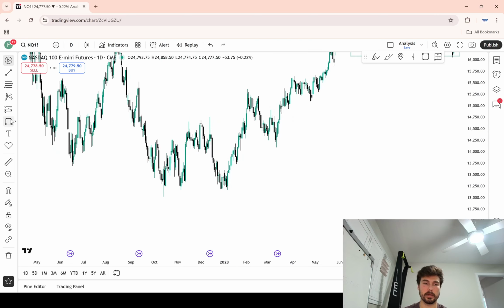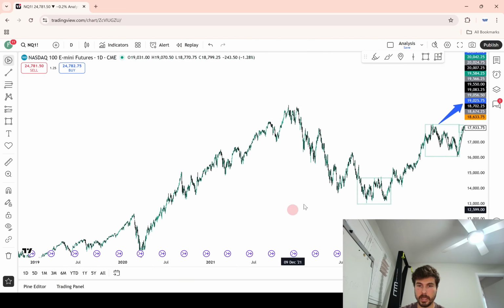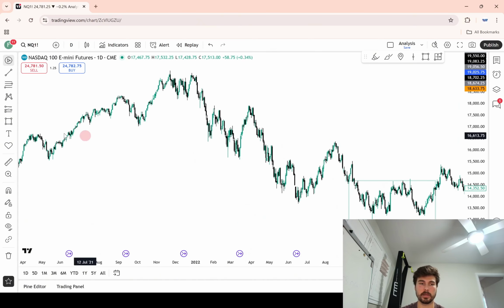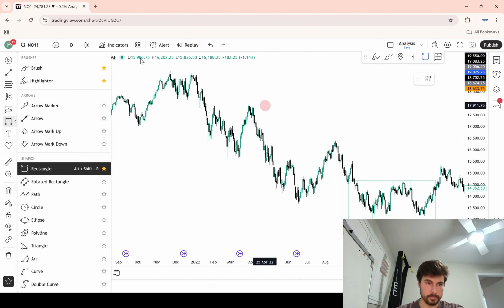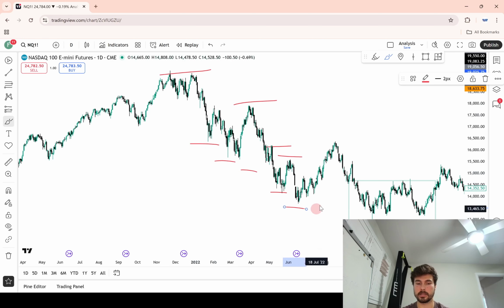In a ranging market like this, we're just bouncing. It's like you've got support and resistance. Market structure, if we go back again, we can see exactly the same thing. Even in a downtrend market, it's the same thing, guys. In a downtrend, we're forming lower highs and lower lows. That's how a downtrend is confirmed.